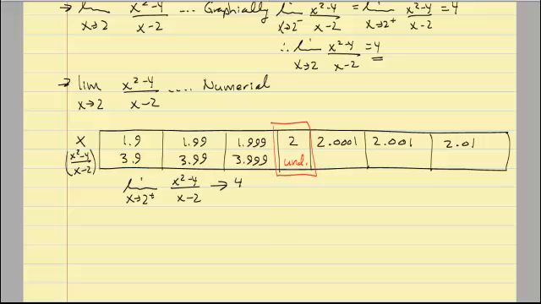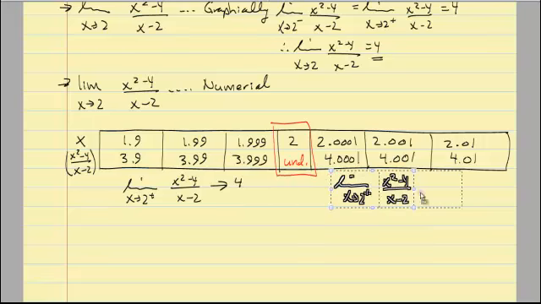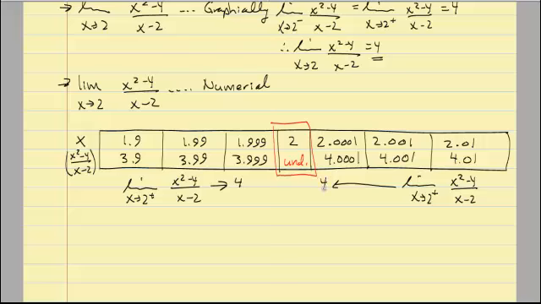Now on the left, let's see what we get. Here, let's start with 2.01. I get 4.01, 4.001, and 4.0001. So it looks like here the limit as x approaches 2 from the right of my function x squared minus 4 over x minus 2, it approaches 4 as well. I'm going to move this around a little bit. We're going to use our approach arrow from this direction. So this approaches 4 as well.